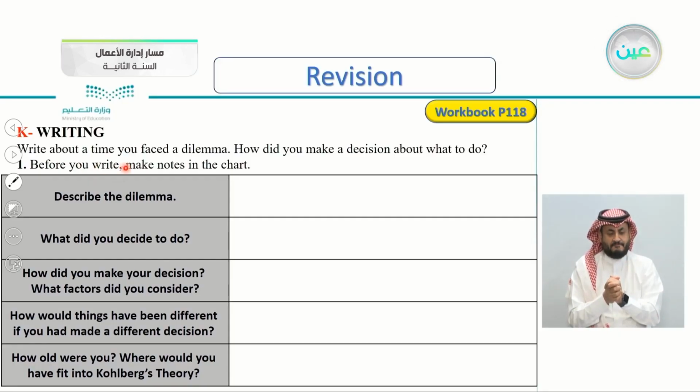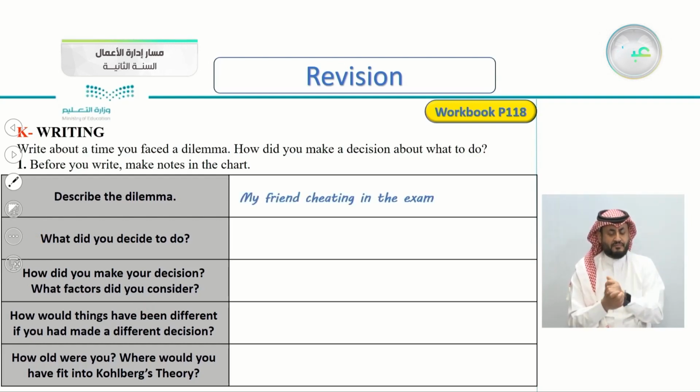So before you write, make notes in the chart. Describe the dilemma. What did you decide to do? How did you make your decision? What factors did you consider? How would things have been different if you had made a different decision? How would things have been different if you had chosen to do another thing? How old were you? Where would you have fit in Kohlberg's theory? So describe the dilemma, what did you decide to do, and so on.